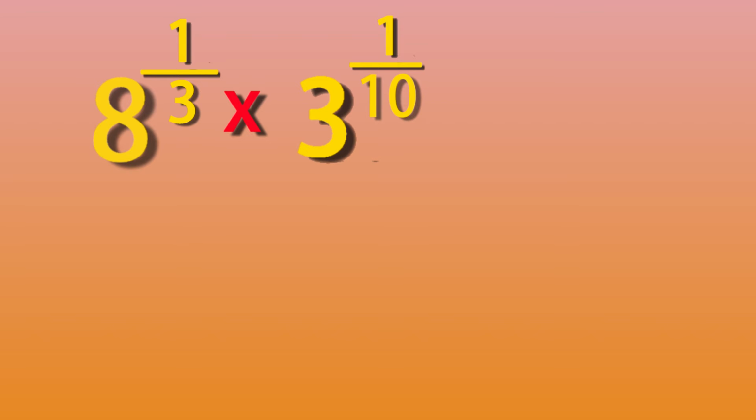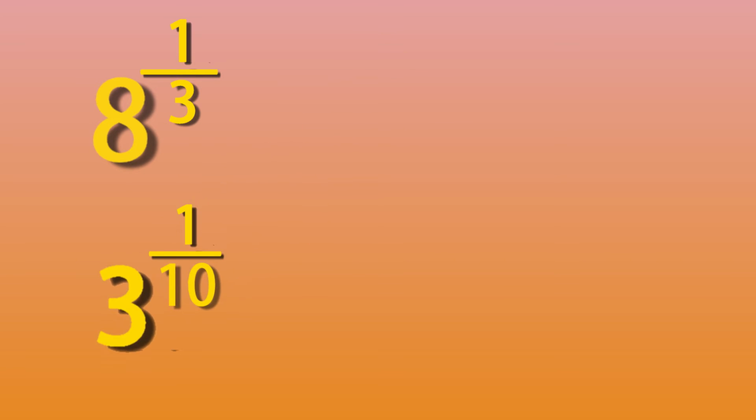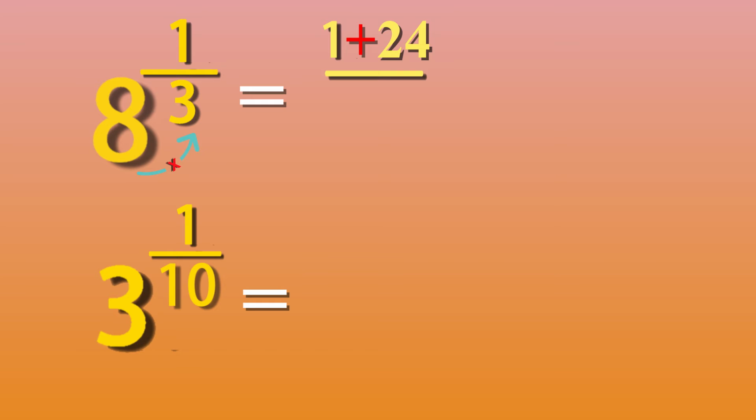Now let's look at example 2, which is 8 1/3 times 3 1/10. Now this example might look a bit more difficult, but it's not that hard. We convert these mixed numbers to improper fractions. So with 8 1/3, we take the numerator of the fraction 1 to the right hand side, then we multiply the whole number by the denominator of the fraction, and that's 8 times 3, which equals 24, and we add that to the right hand side numerator, that's 1 plus 24, which equals 25. Finally, we copy the denominator of the fraction to the right hand side, so now we have the improper fraction 25 over 3.